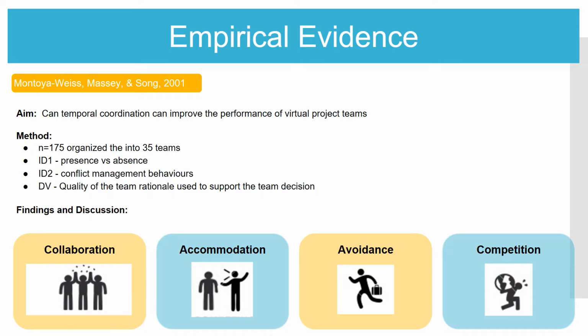The independent variable is presence versus absence of temporal coordination. Another independent variable is conflict management behaviors, which were measured with individual questionnaires on perception of conflict management behaviors. The dependent variable was virtual team performance. The study found that collaboration and competition conflict management behavior was positively related to team performance, which is the same for traditional teams.